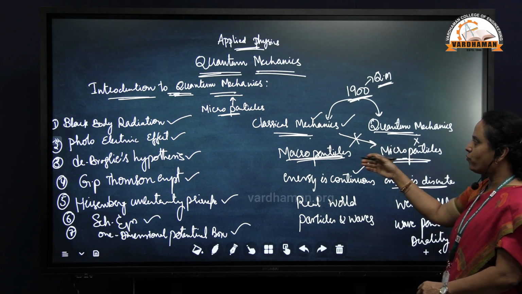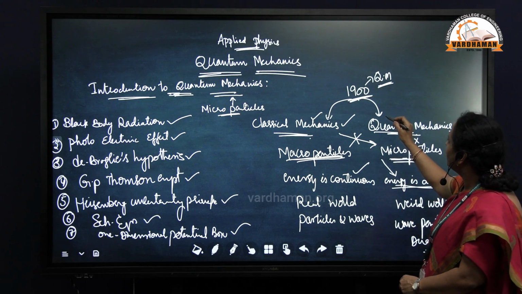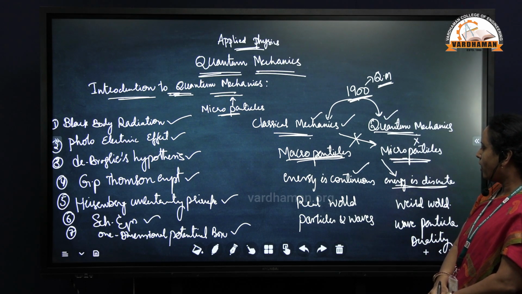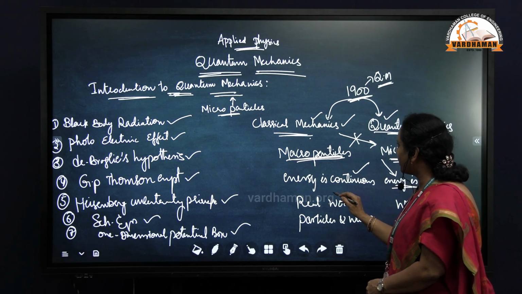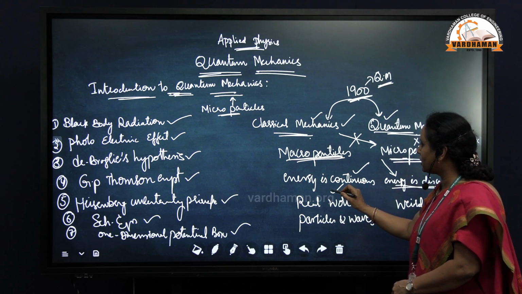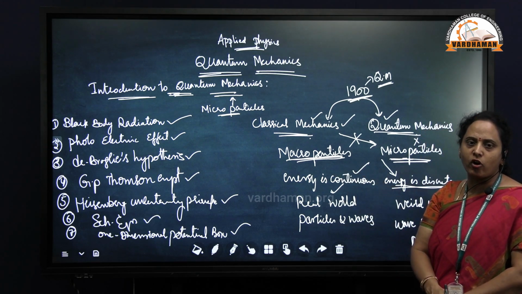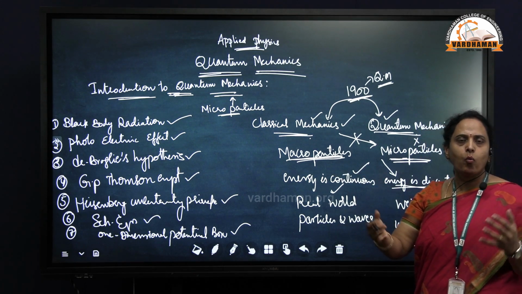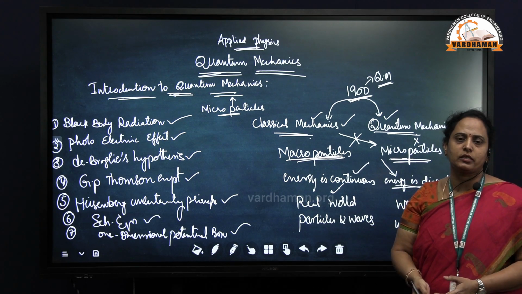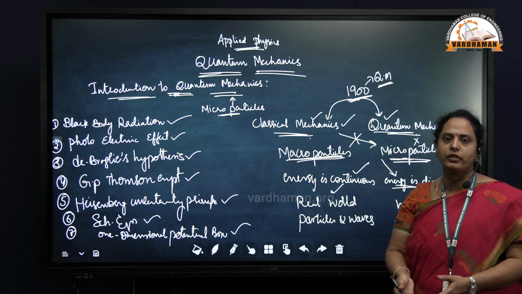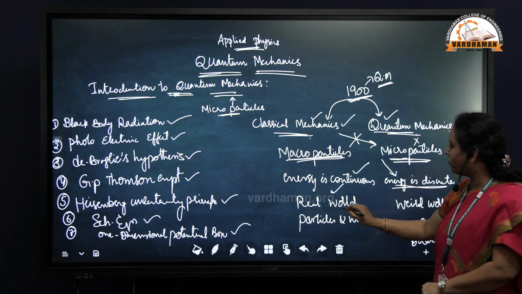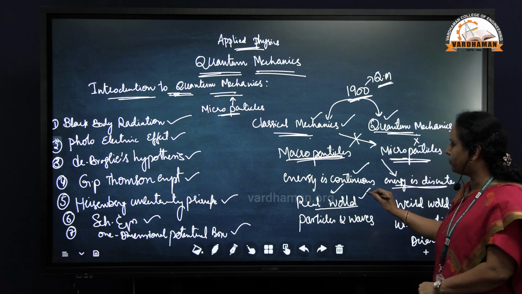This is one of the reasons why scientists wanted to introduce a new theory, that is quantum mechanics. And one more major difference between classical mechanics and quantum mechanics: classical mechanics is completely the real world. Real world in the sense of whatever we see, the motion of a body or any object that we can see with the naked eye. That motion, everything, we can easily estimate.